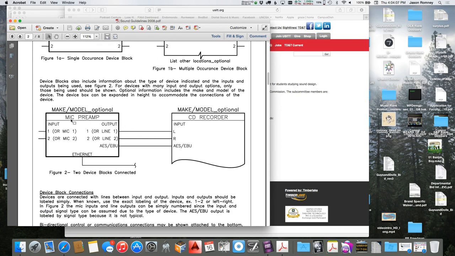So here we have a mic preamp going to a CD recorder, and we just connect lines from the outputs to the inputs. And that serves as the basis for pretty much the entire diagram.